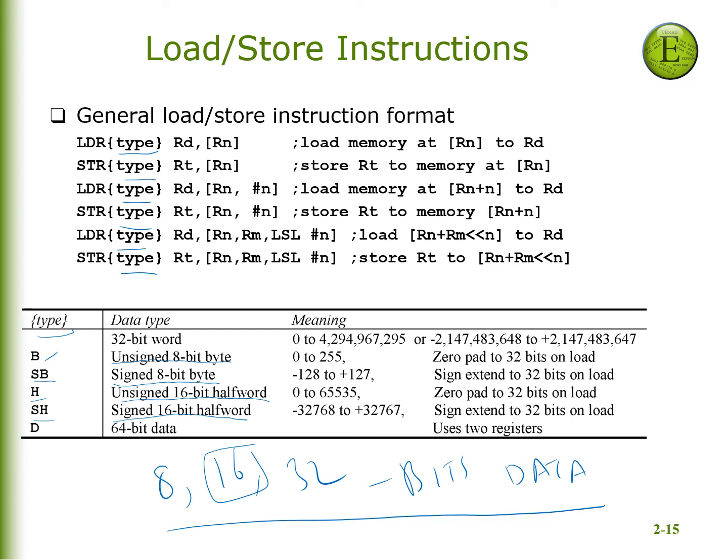If there is D, then we're talking about fetching or storing a 64-bit number, which is actually very rare, and we're probably not going to use that in our class. However, if there is a case that we wish to fetch 64 bits of data, then we need 2 registers. And if there is no type, then we're talking about just 32-bit load and store instructions.